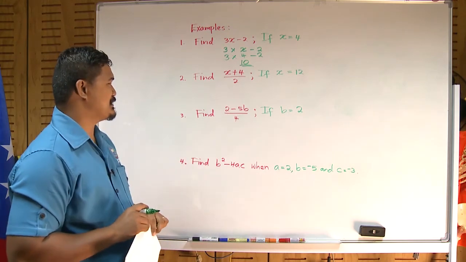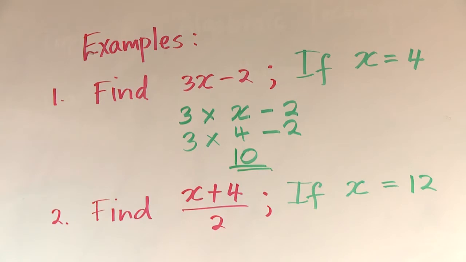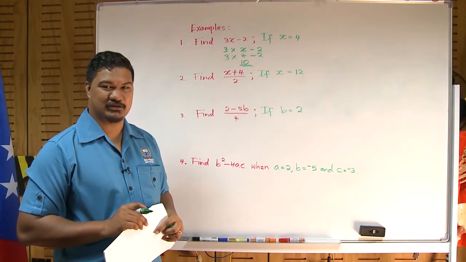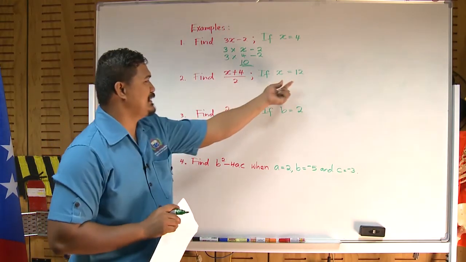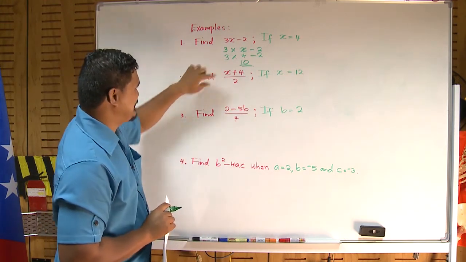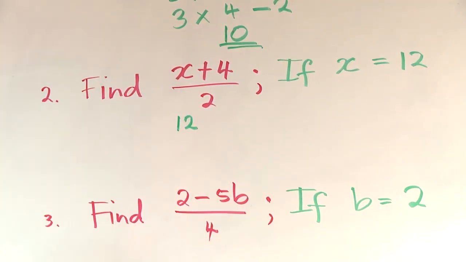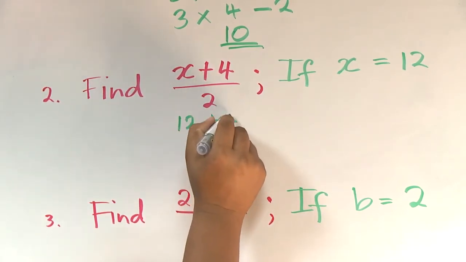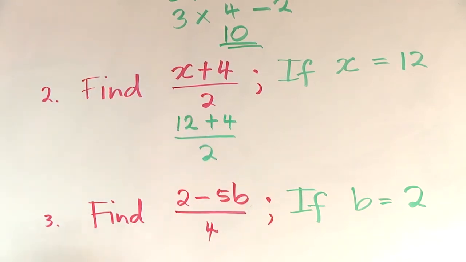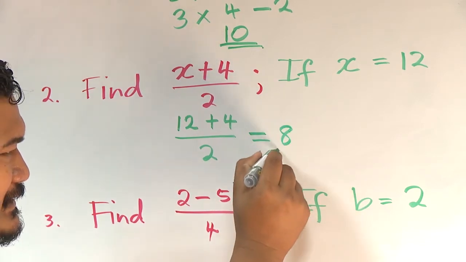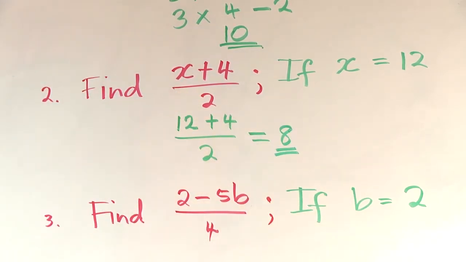Let's have another one for number 2. We need to find the value of x plus 4 divided by 2 if x is equal to 12. Again, we need to bring the value of x, which is 12, and replace our variable x here. So instead of x, we put 12 here. So 12 plus 4, and then divided by 2. 12 plus 4 is equal to 16, and 16 divided by 2, our answer will be 8. So the value of x plus 4 over 2 when x is equal to 12 is equal to 8.